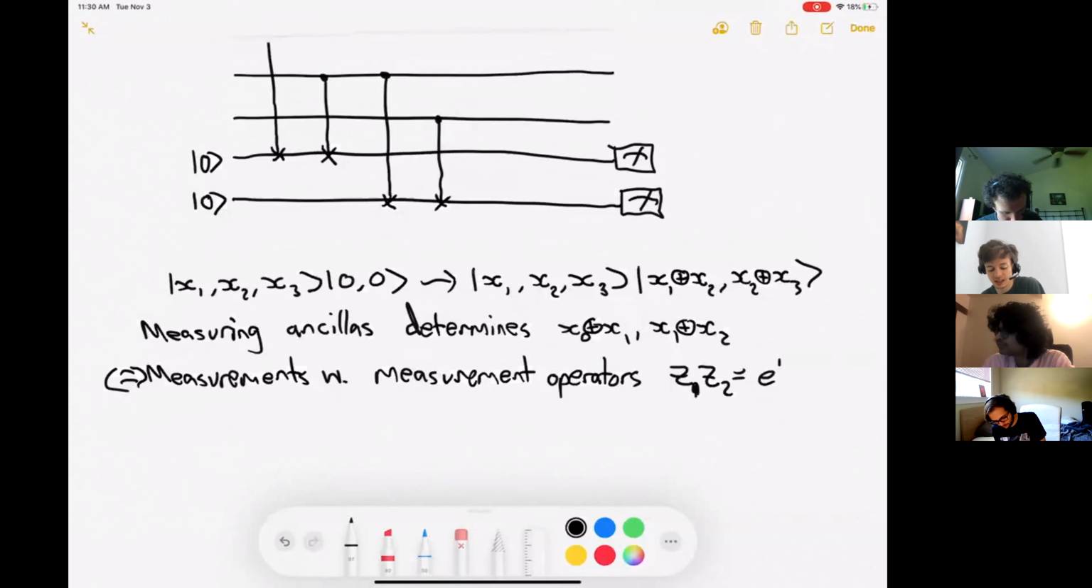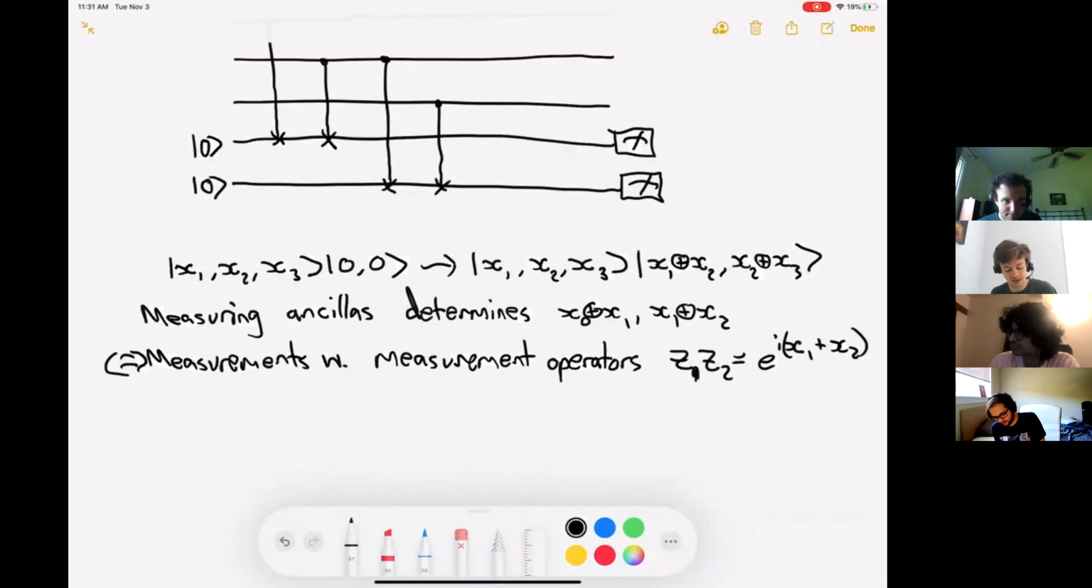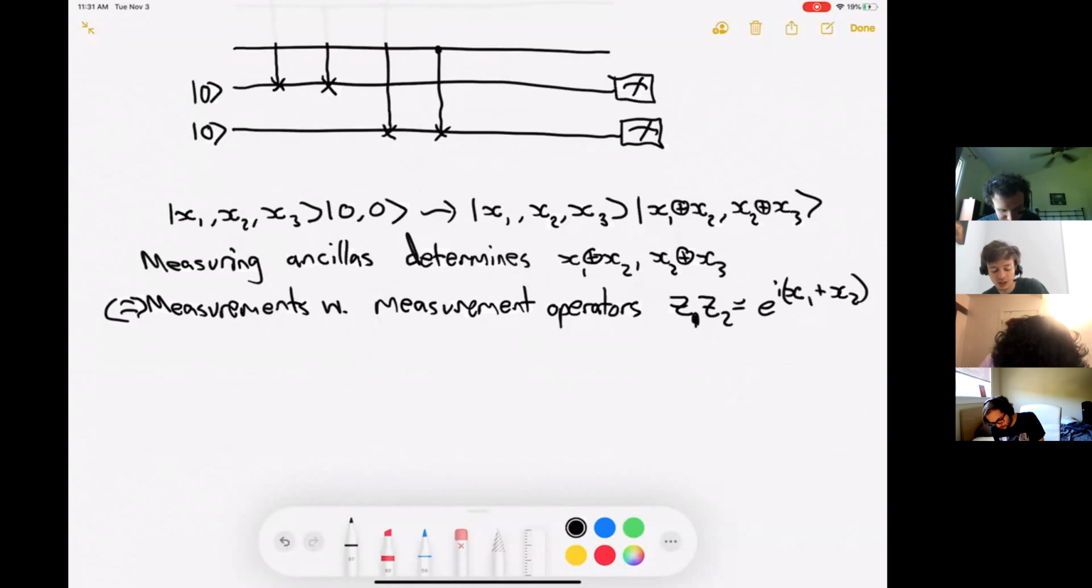Z1 is e to the i x1, and Z2 is e to the i x2. So Z1 times Z2 is e to the i (x1 plus x2), right? So we'd have a measurement outcome of -1 if x1 plus x2 is equal to 1, and 1 if x1 plus x2 mod 2 is equal to 0. And the other measurement, the x2 plus x3 measurement, corresponds to a measurement operator Z2 times Z3, e to the i (x2 plus x3).